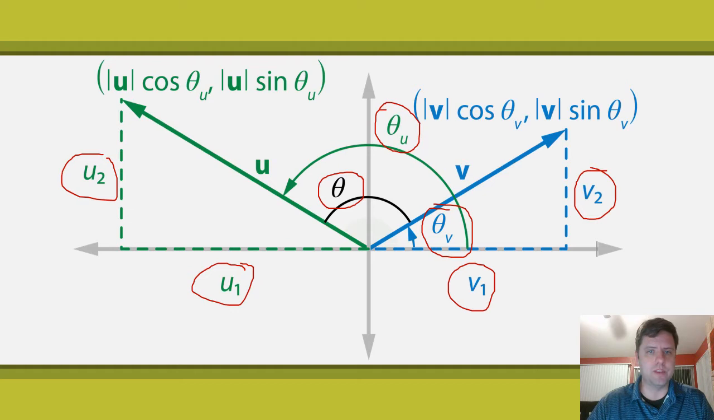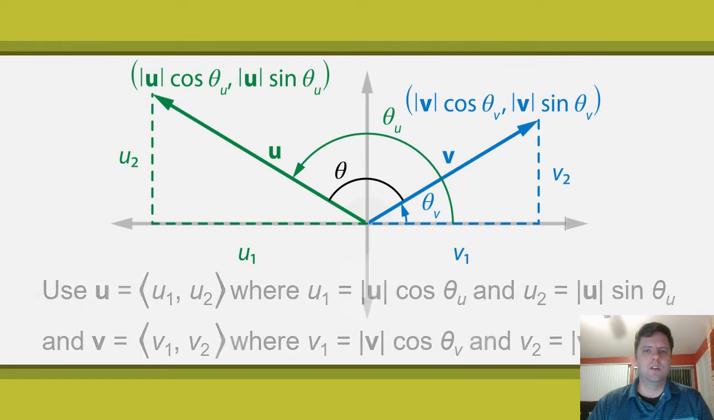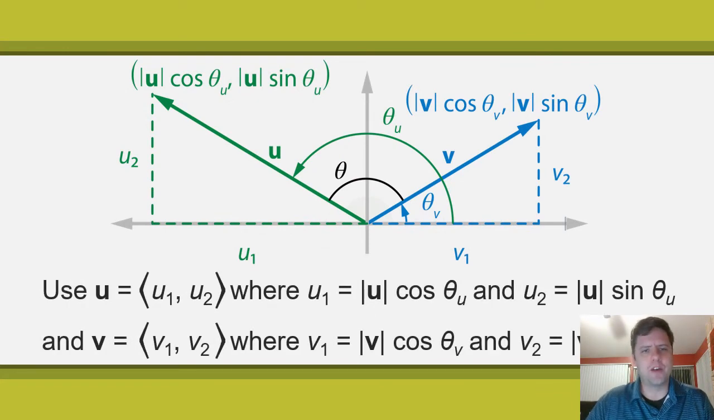From all of this, we note that the magnitude of u times the cosine of theta u is going to be this u1, and the same thing times the sine of theta u gives us the y component. Similarly, we can do this with v: v cosine theta v, v sine theta v, and we can get both the x and y components of the v vector. So u1 equals the magnitude of u times cosine theta u, and u2 equals the magnitude of u times sine of theta u, and the same thing can be said for v.